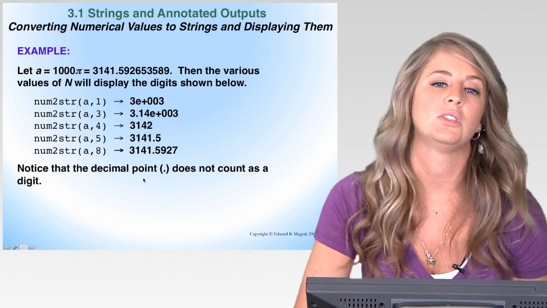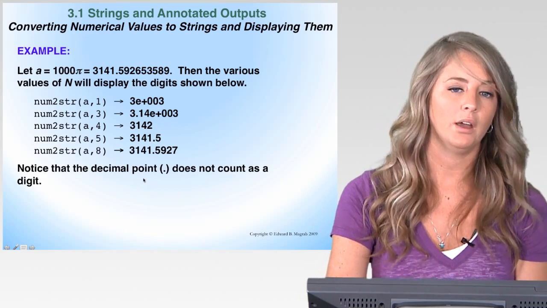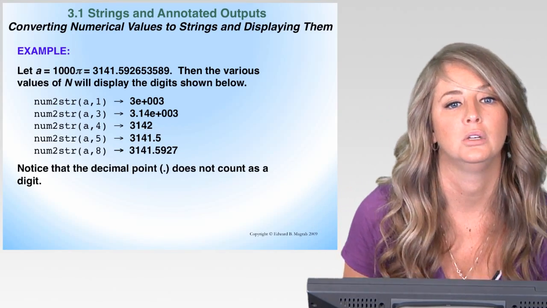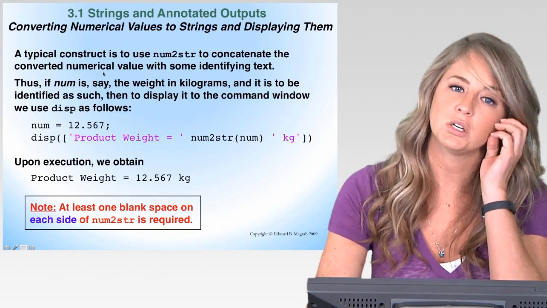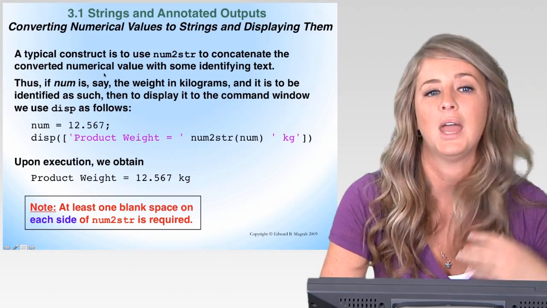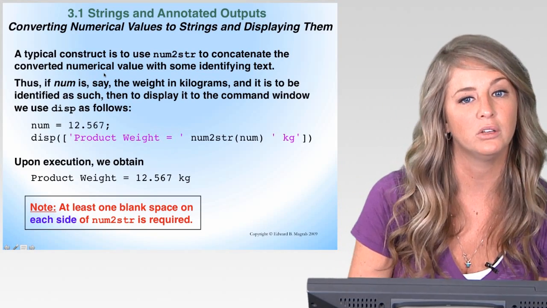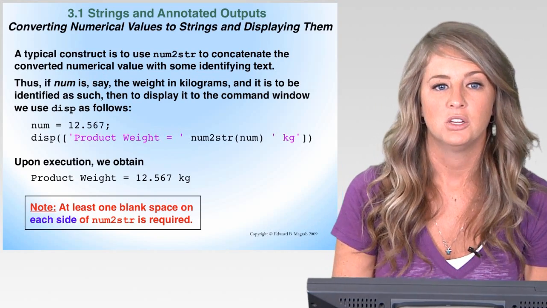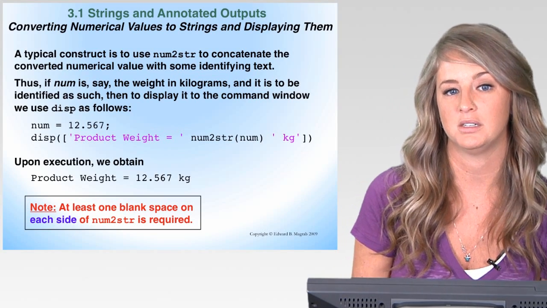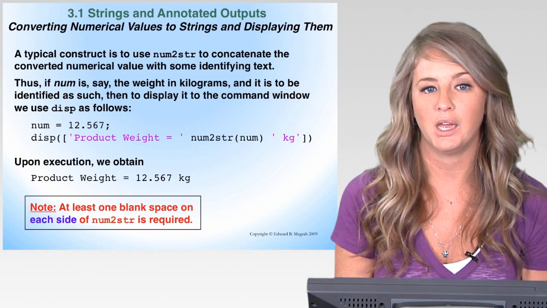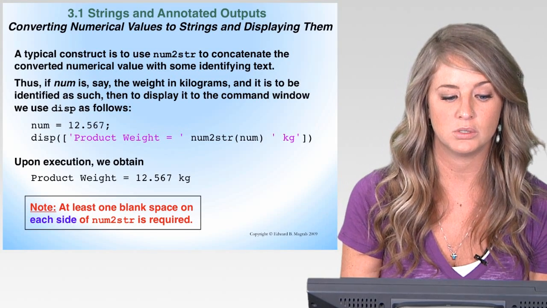Now, know though that the decimal point does not count as a digit when you are using the num2str function. A typical construct is to use num2str to concatenate the converted numerical values with some identifying text. So let's say that num is weight in kilograms and it's to be identified as such. Then when we display that to the command window, we can use this notation here.